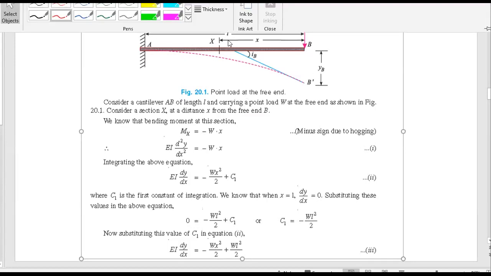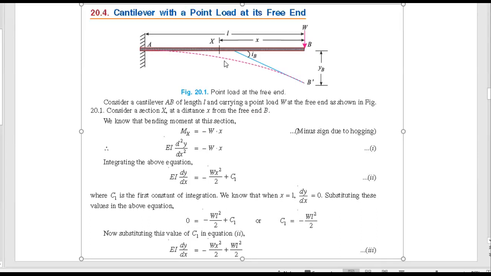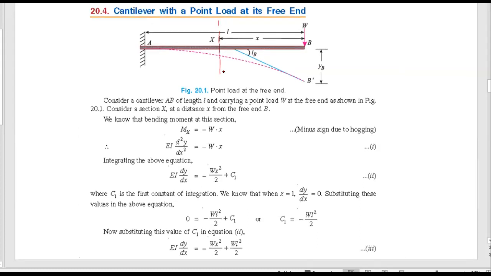So here I need to consider a section at a distance of small x from the free end. Therefore, the bending moment at XX is equal to W into the distance x, and due to this load, the moment is in clockwise direction, so it is negative.